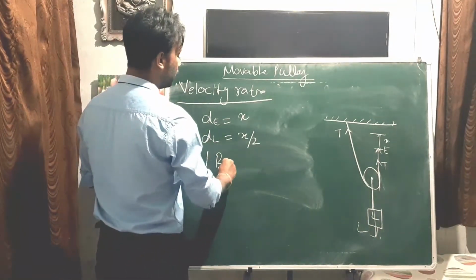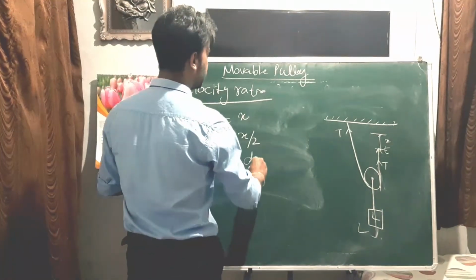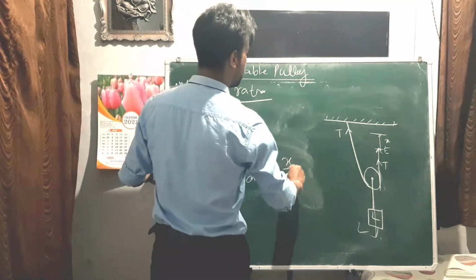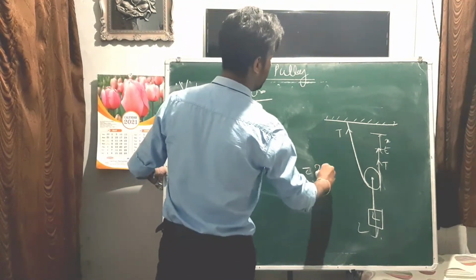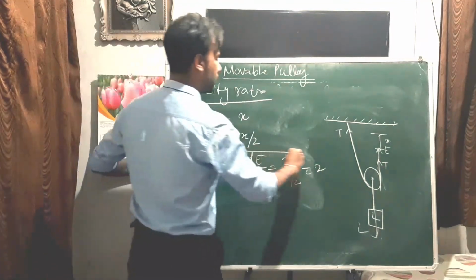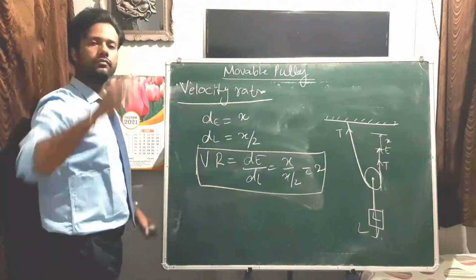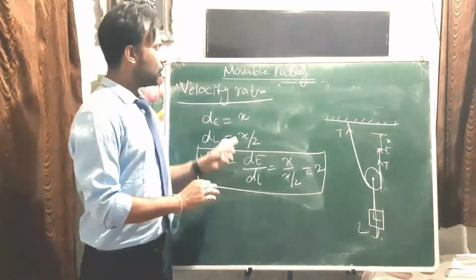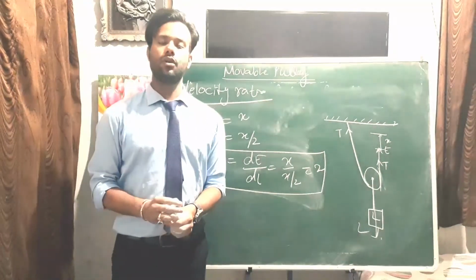So what is the velocity ratio? We know that velocity ratio VR is nothing but dE upon dL. So x upon x by 2, or it is basically twice. So the velocity ratio of the single movable pulley is also 2.